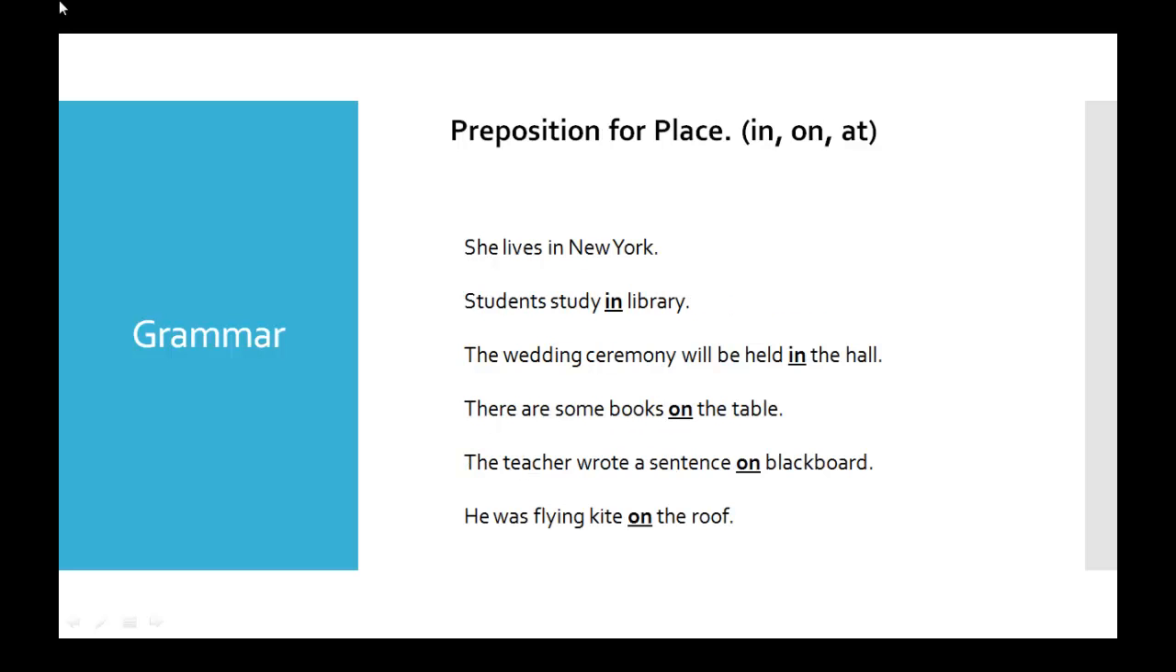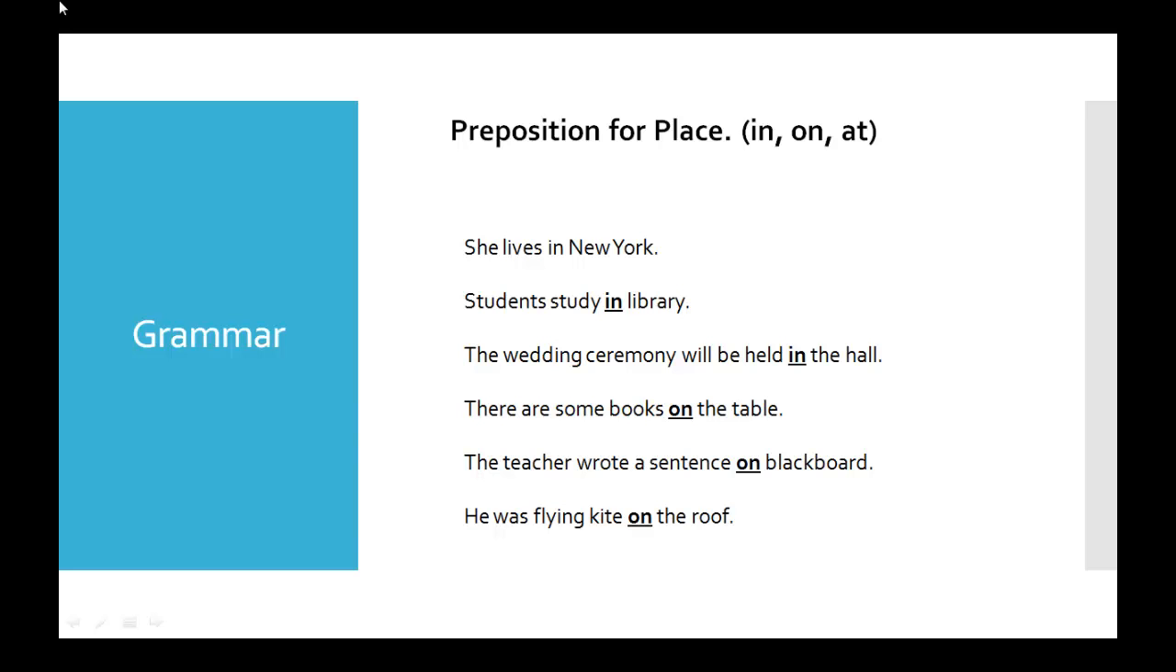Here are some examples of prepositions for place. Prepositions in, on, and at are the most common. In is usually used for a place which has some boundary, where boundary may be physical or virtual. On is used for surface, and at is usually used to mark a specific place.